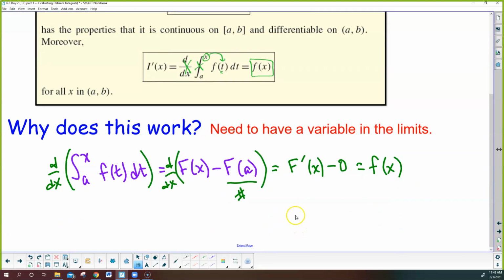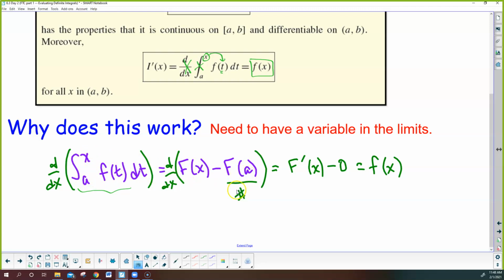Okay. Now, why does this work? Here's a quick little explanation, and let's look at what happens. In purple, I have my original integral. Well, what if I took the derivative of that? Now notice, if I take the purple and I evaluate it, so I get capital F, that's the antiderivative, evaluated at x and at a.